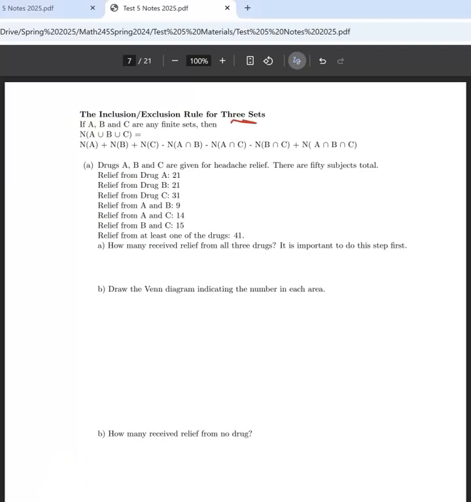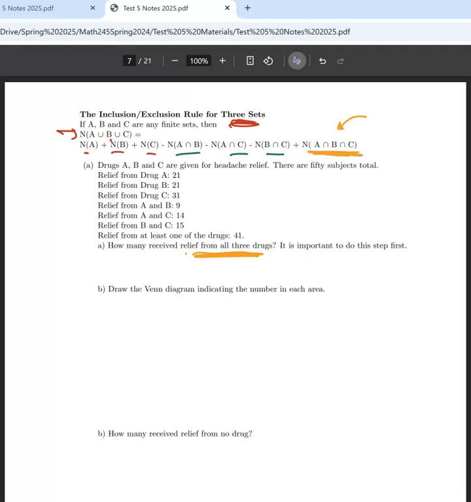What if there are 3 sets involved? So if I want to find the number that are in A or B or C, then I'm going to add up the number in each of the sets individually, and I need to subtract off the intersections, and then I have to add back in the intersection of all 3 of them because that got subtracted off one too many times.